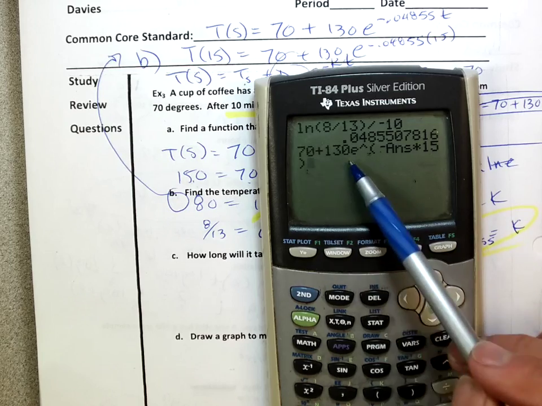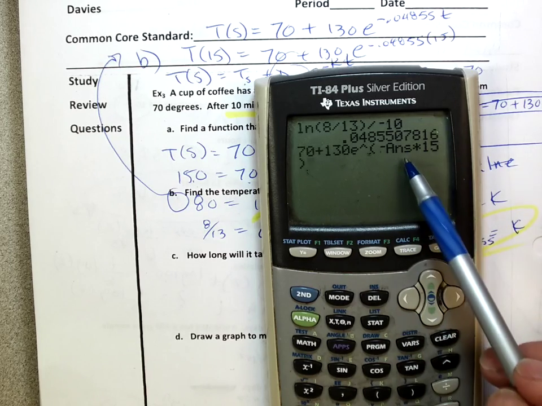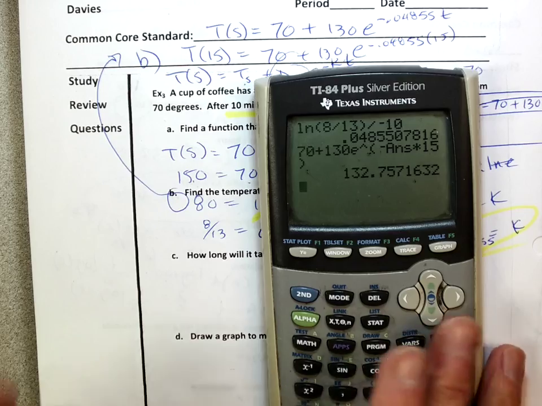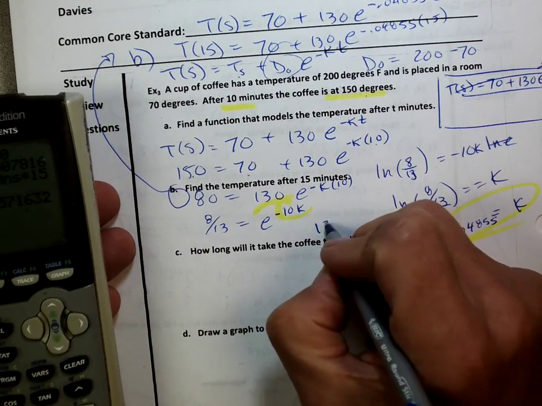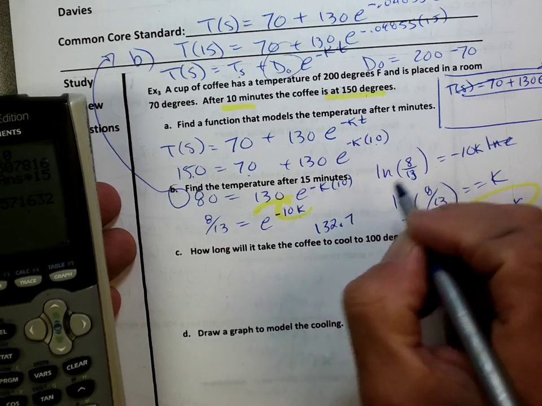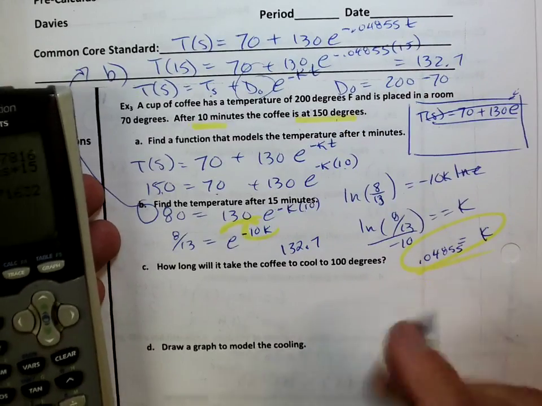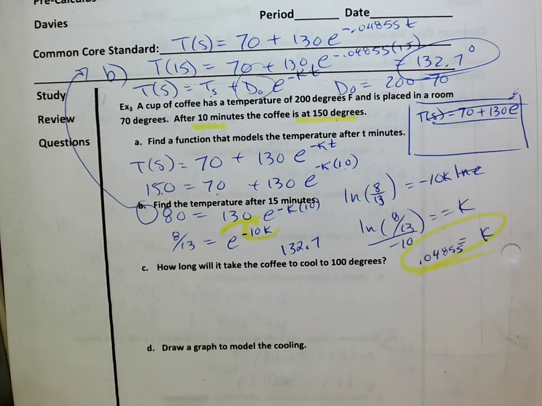So I went 70 plus e to the, and this is my 0.04855, but by using the answer button, I get much more accuracy. So then I get about 132.7. So it's going to be 132.7 degrees. So it's cooled down. It started at 200 degrees. It's gone down to 132 degrees.